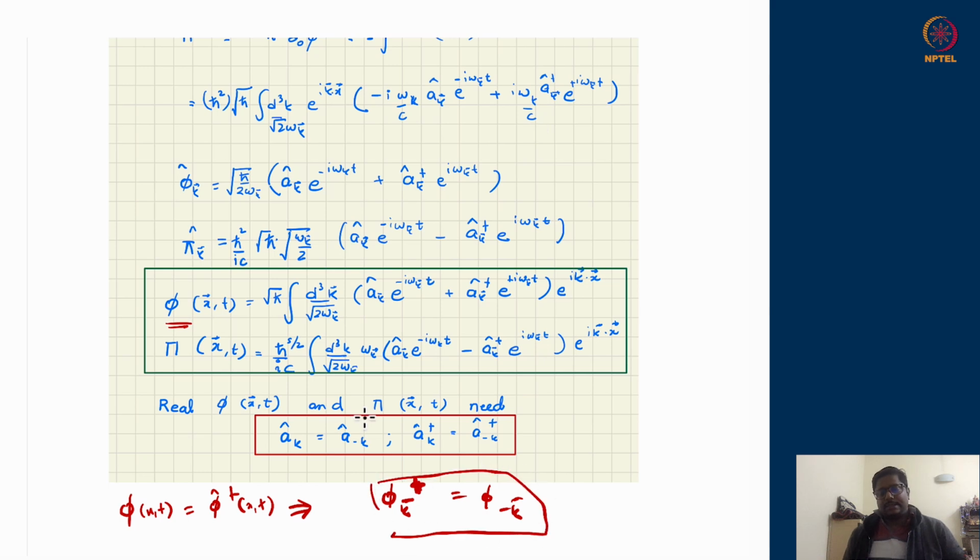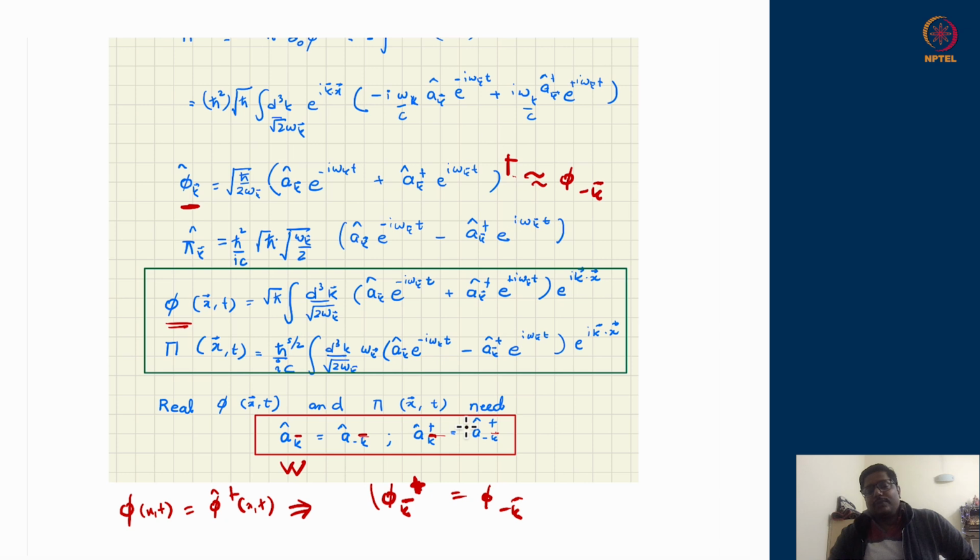If that is true, and you know phi k is this, then its dagger should be equal to phi with k replaced by minus k. And that will give you conditions like this: a k should be equal to a of minus k, and a k dagger should be equal to a dagger of minus k. So that means these operators are symmetric under going from k to minus k. All these k's are vectors here. Sometimes I write the vectors explicitly, but sometimes I have missed the notation of writing them as vectors. So ultimately a of k vector should also be equal to a of minus k vector, and the same thing should be true for the dagger as well.